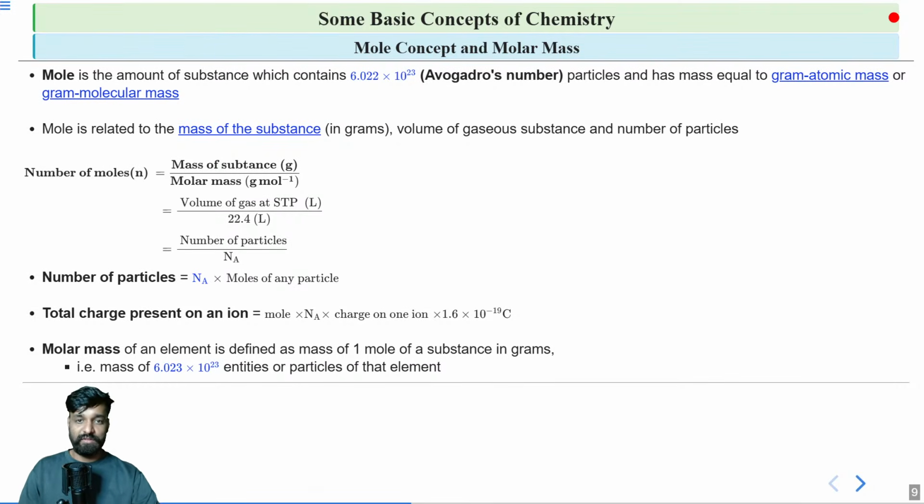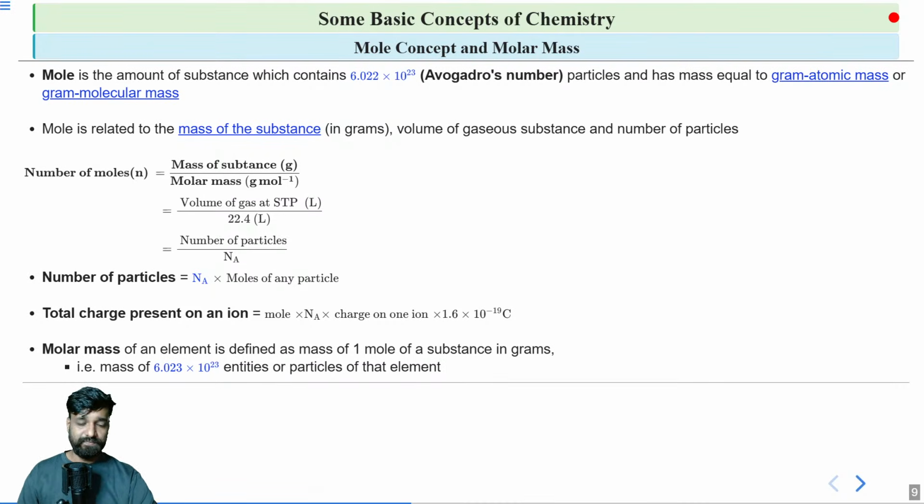Next is the molar mass. So what is molar mass? It is defined as the mass of 1 mole of a substance in grams. Okay, so it's very simple. Suppose I ask you what is the molar mass of oxygen? You will tell me that the molar mass of oxygen is 16 gram, right? Now if I ask you what is the number of particles present in that 16 gram of oxygen, you will tell that there are 6.022 into 10 to the power 23 atoms of oxygen present in 16 gram of oxygen. So this is the application or the extended version of the molar mass concept. Got it?